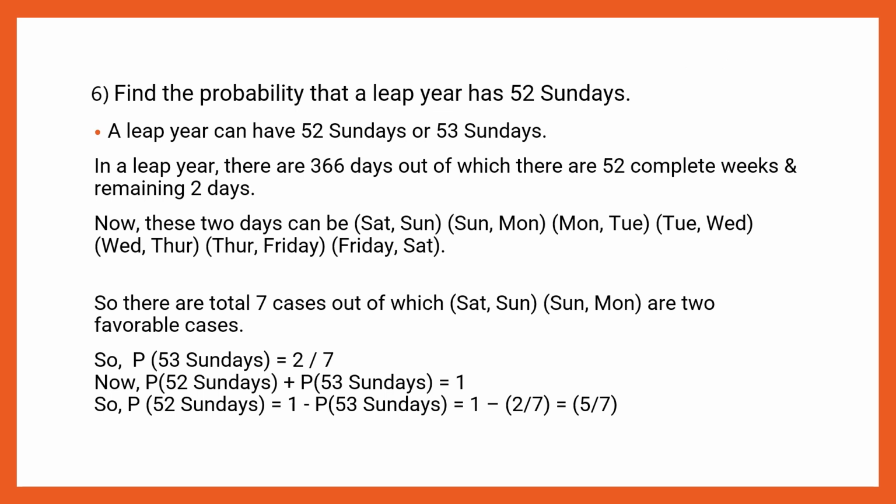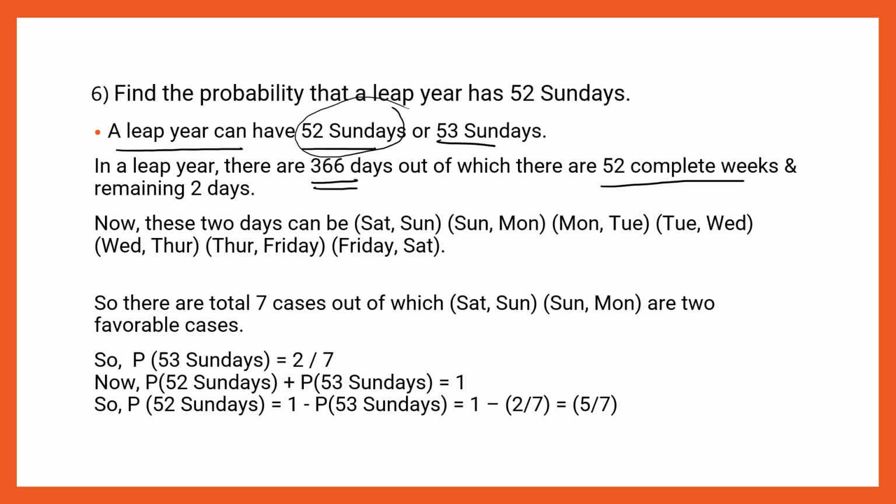So what they are asking us is, find the probability that a leap year has 52 Sundays. Now, any leap year can have 52 Sundays or 53 Sundays, but we have to find the probability for 52 Sundays. We have seen that in a leap year there are a total of 366 days, in which there are 52 complete weeks. Complete weeks as in Monday to Sunday. This is one complete week, all 7 days in 1 week.